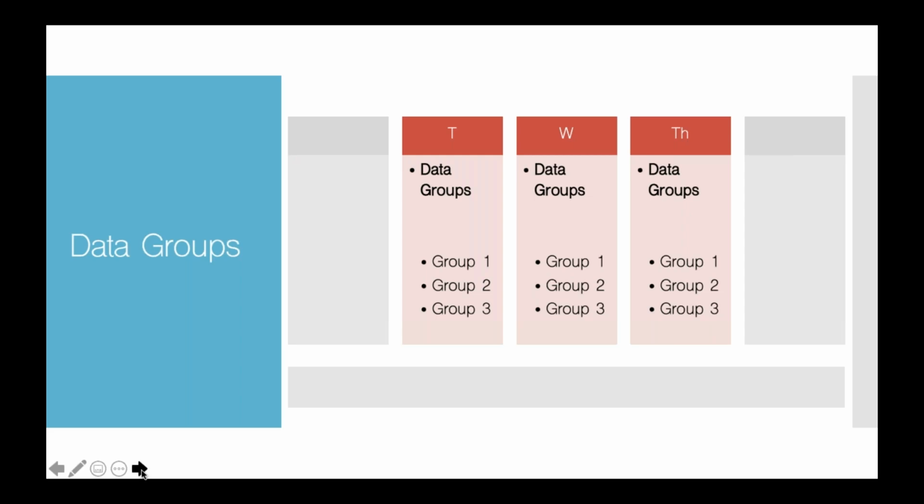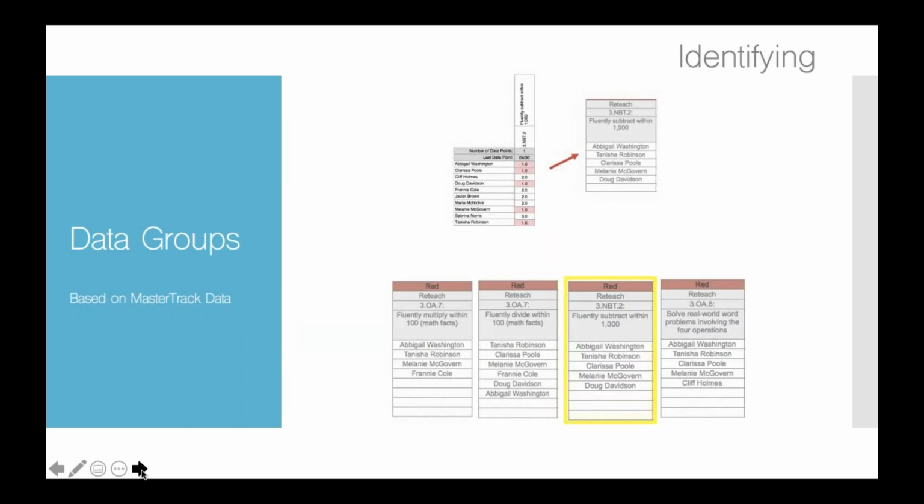But the idea is that in the middle of the week, you are meeting with students on a routine basis to work with them on standards that, through your progress monitoring with MasterTrack, your students need to work on. So using the MasterTrack small groups builder as you normally would to identify who those students are and what standards you're going to be working on in those data groups all week long.